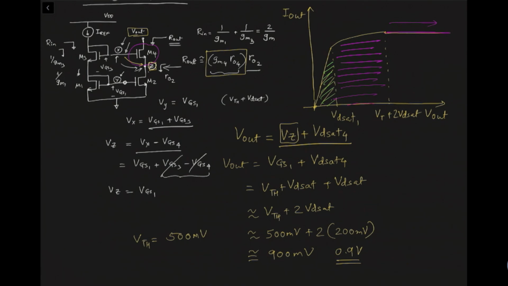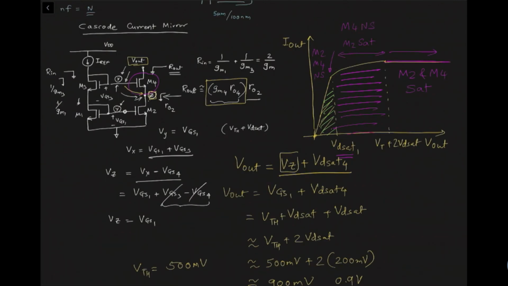So you can pretty much tell that M2 and M4 are both in saturation. Below this VDSAT value, the transistors M2 and M4 are both in non-saturation. And in between these regions, you will see transistor M2 in the saturation region, and transistor M4 in the non-saturation region. So this is an interesting way in which this cascode current mirror works, and you can analyze it using actual voltages and convince yourself that this is what is going on.